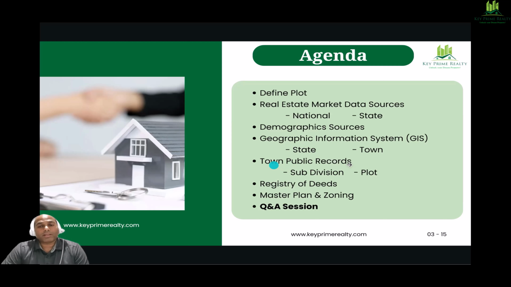Then we have the town public records. The public records can contain the subdivisions as well as the plots. If you take a plot of land, you can go into the town records and find out what permits were pulled, what the planning department records are, what the fire department records are, and you can get a whole lot of information through these public records that are stored at the town.